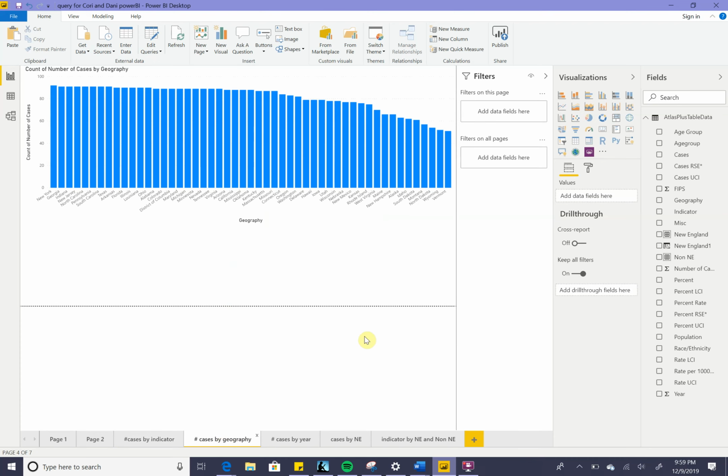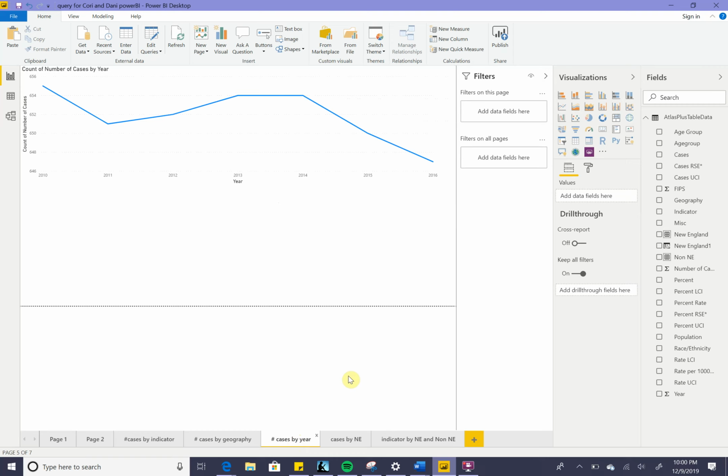The next visualization that we wanted to create was count of number of cases by geography. So essentially, we wanted to see the number of cases of STDs and in which states they were the highest. Luckily, with this chart, we chose it because it displays the cases from highest to lowest in a very visually appealing way. As you can see, New York has the highest amount of cases at 92, followed by Georgia at 91, and Indiana at also 91.